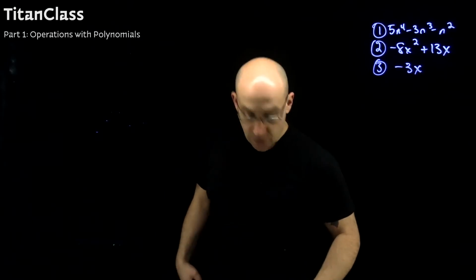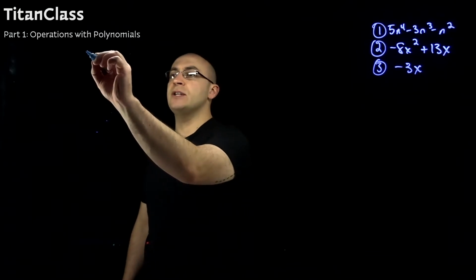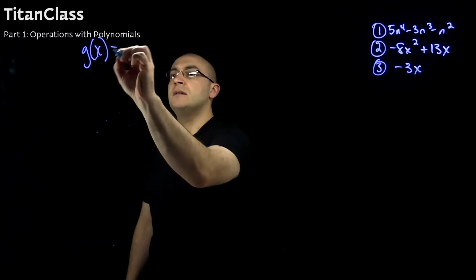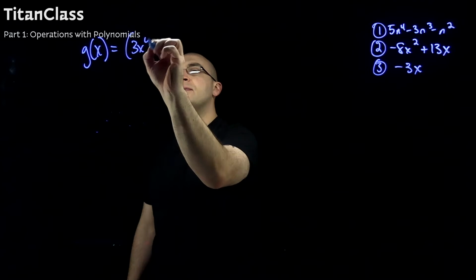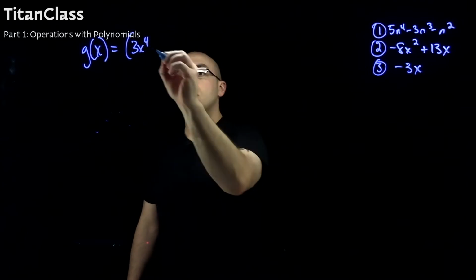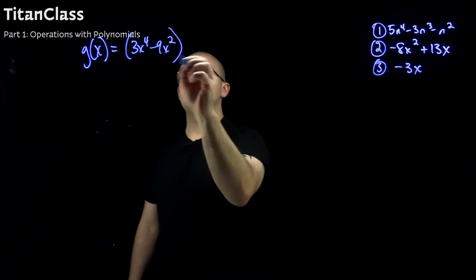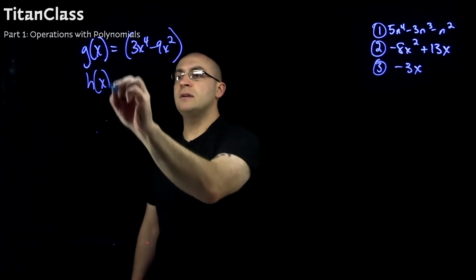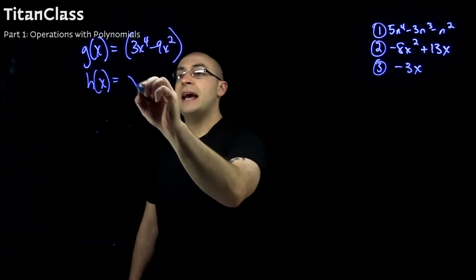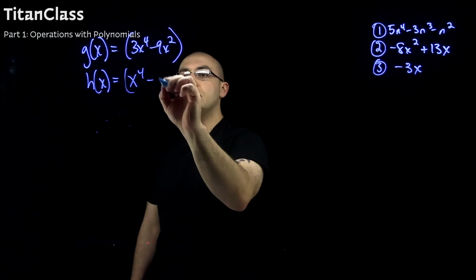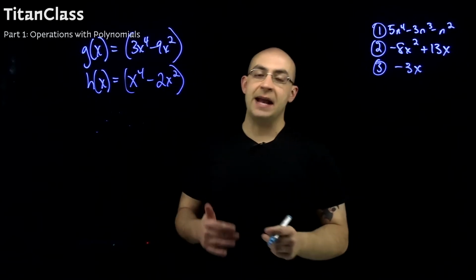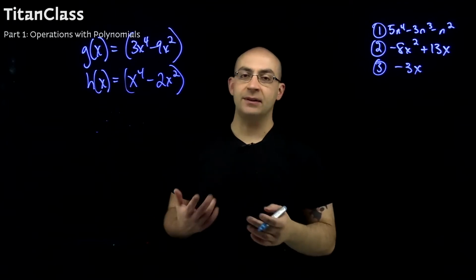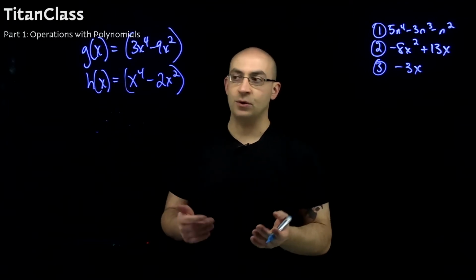Okay, what was this one? Okay, another function notation. So we have g of x equals 3x to the fourth minus 9x squared, and then h of x is x to the fourth minus 2x squared. Okay, now we have a g of x and an h of x. Don't worry about the letter that's in front. That's just another way to identify a separate function, right?